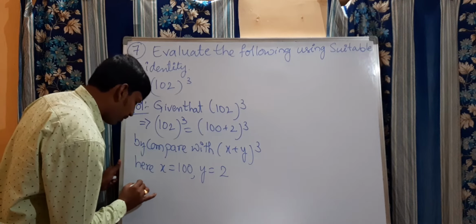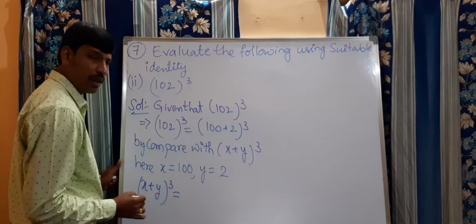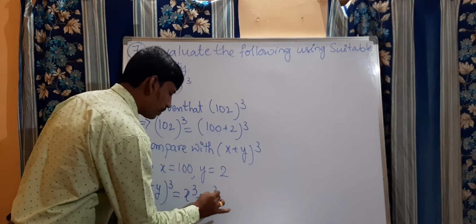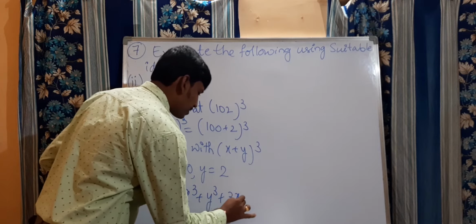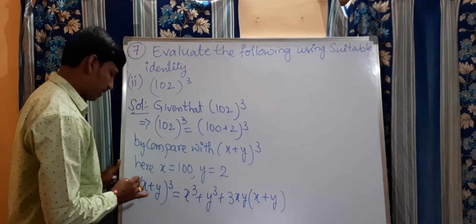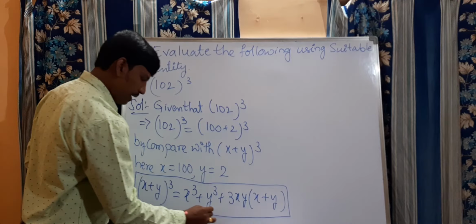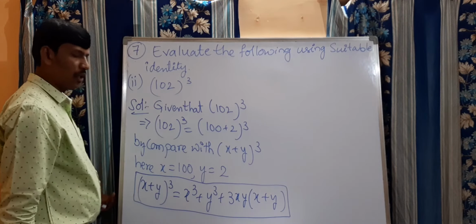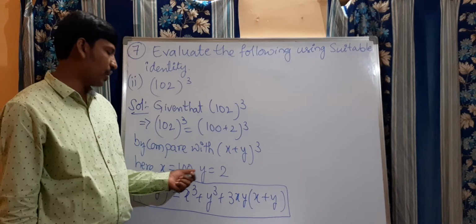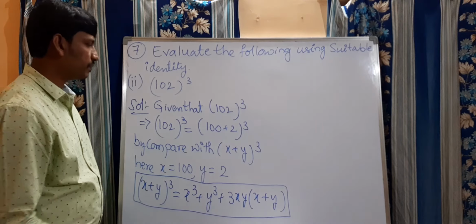So what is x plus y whole cube? x plus y whole cube is equal to x cube plus y cube plus 3xy into x plus y. This is the identity. Clear? What is x plus y whole cube? x cube plus y cube plus 3xy into x plus y. Now we are going to substitute 100 and 2 in the place of x and y.